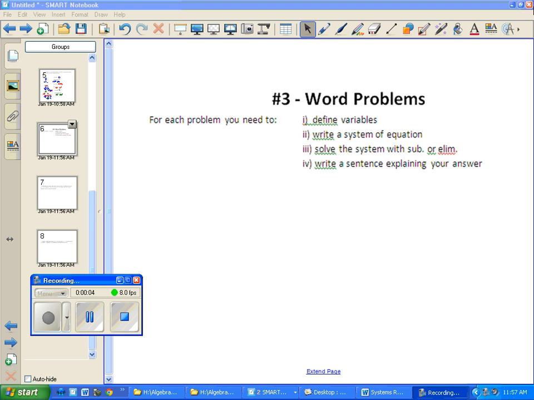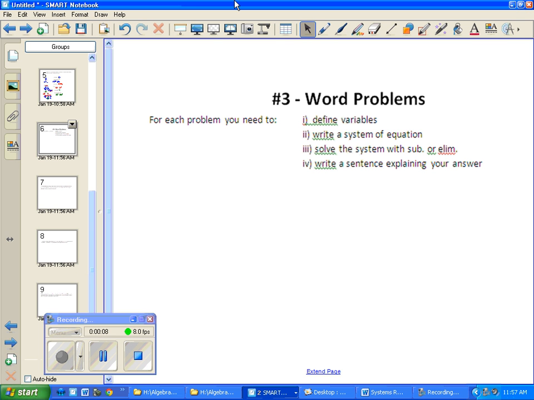Station number 3, some word problems. Don't be scared, they're not so bad. But for every problem, you need to, number 1, define some variables. Number 2, write a system of equations. Number 3, solve the system of equations with substitution or elimination, not guess and check. And lastly, tell me what you actually just found in the context of a word problem.